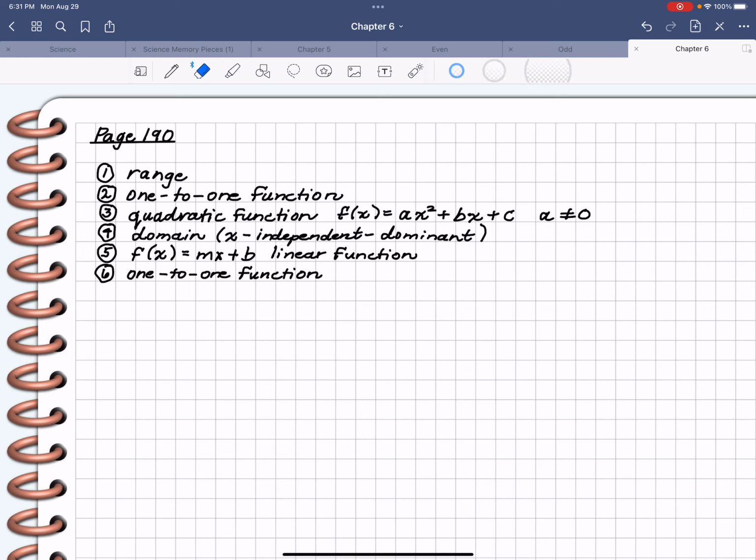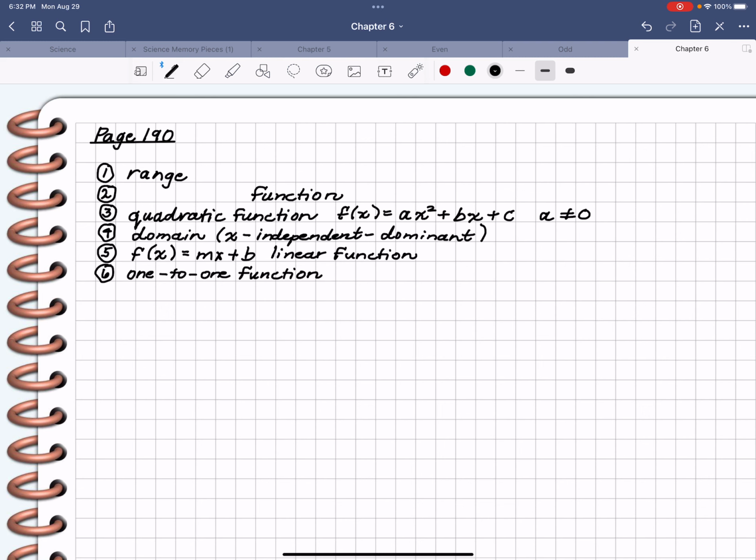close. Number 2, I believe, would be function. And let me just double check this in the back to be sure that I'm not telling you something weird. It's been a very long day, and you guys know how I am anyway. So let me just check this. Range, function, quadratic function, domain, linear function, and one-to-one function. Yes, so I made a mistake on that number 2 there. It should just be a function.